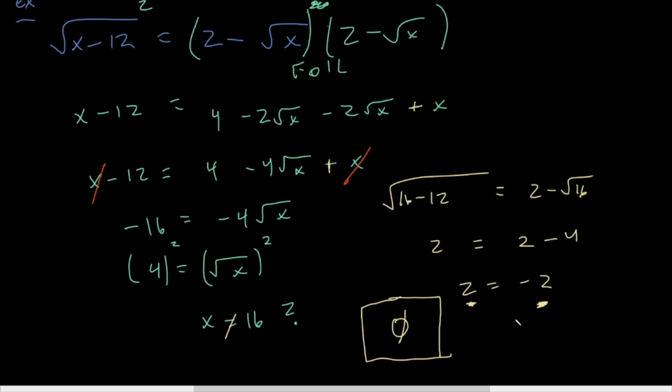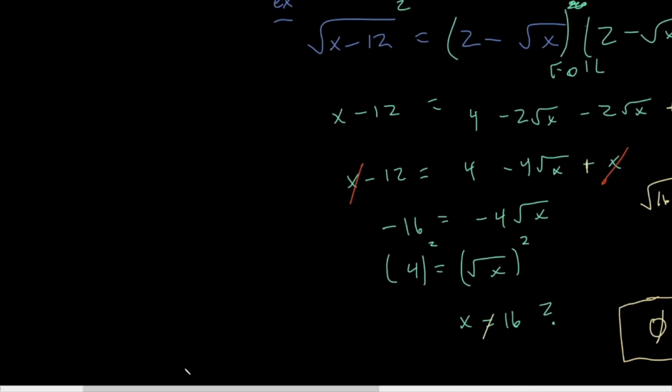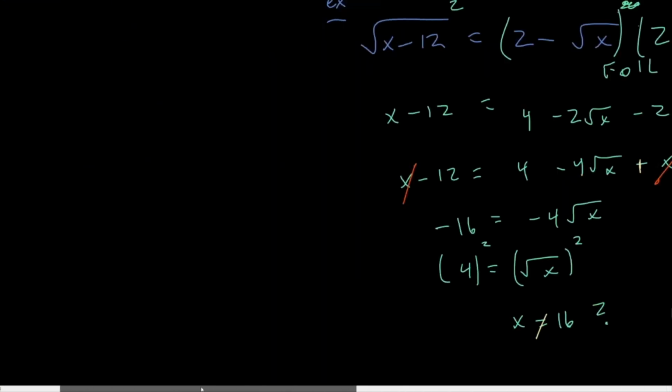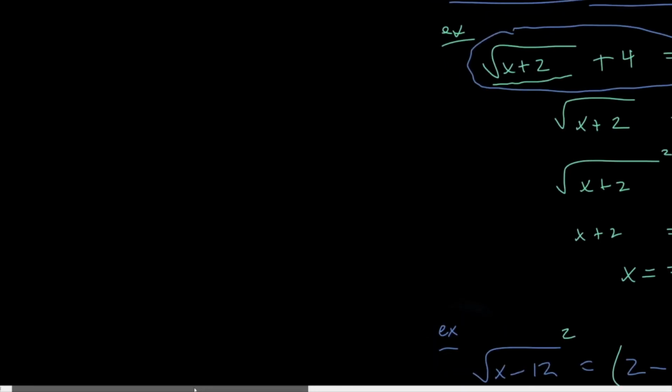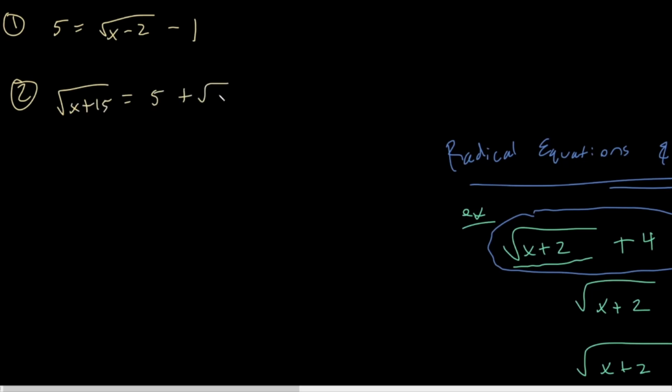Cool. Okay, let's try a couple. So I'm going to give you guys 2 to attempt. Guess I'll put them here. That's fine. So firstly, let's try 5 equals square root x minus 2 minus 1, and also square root x plus 15 equals 5 plus root x. Alright, go ahead and give those an attempt.